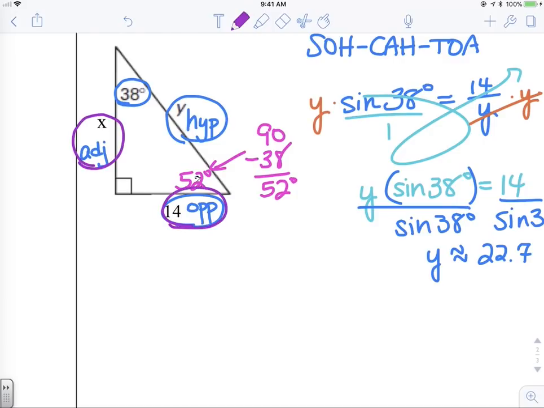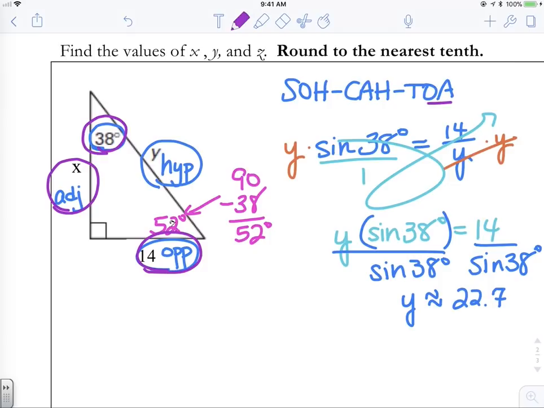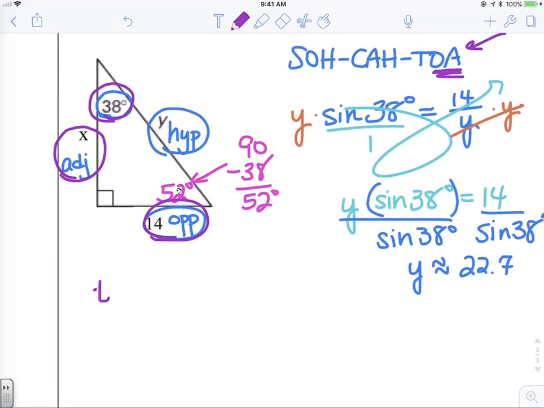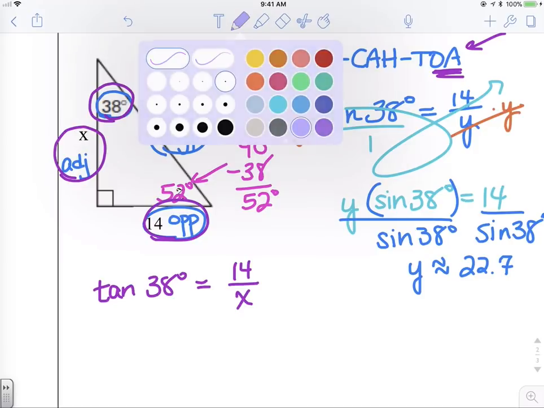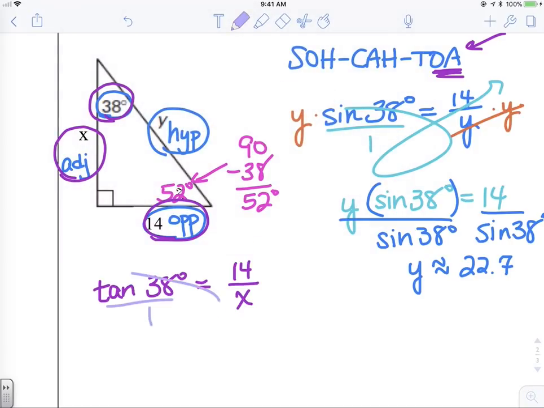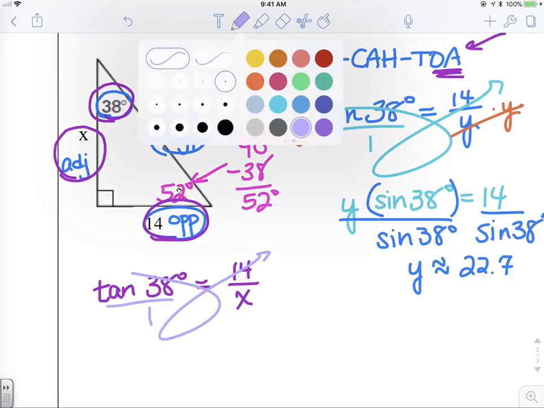Now we're going to use the opposite and the adjacent to find x. So from 38 degrees, the opposite is 14 and the adjacent is x. Tangent uses opposite and adjacent. So tangent of 38 degrees equals the opposite, which is 14, over the adjacent, which is x. Now again, you can turn it into a proportion and cross multiply. X times the tangent 38 equals 14.